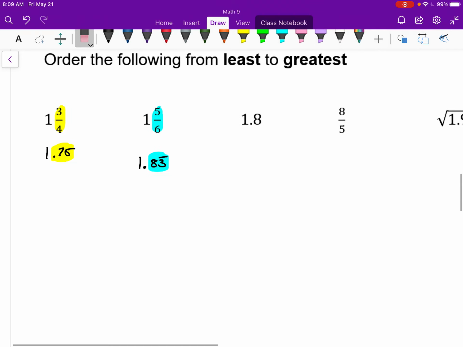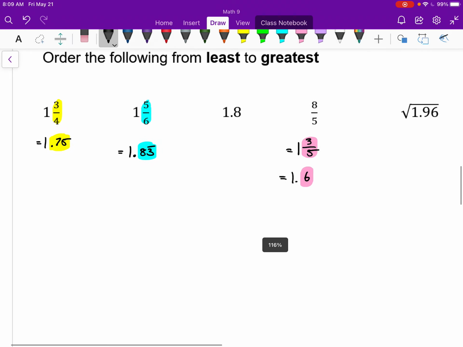What about 8/5? I could change it to a mixed number. 5 goes into 8 once, and there's 3/5 left over. Again, I have a different denominator, and so you may know what 3/5 is as a decimal, or you can go to your calculator, type 3 divided by 5, and get 0.6. So this is 1.6.